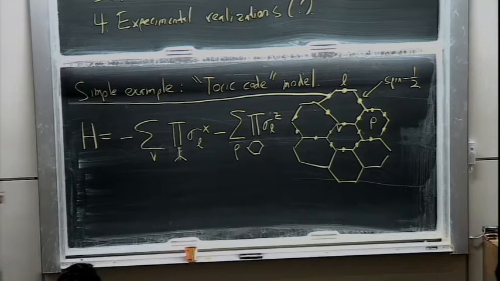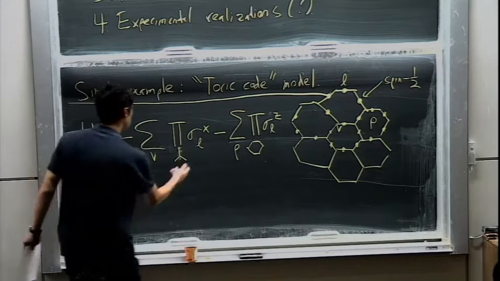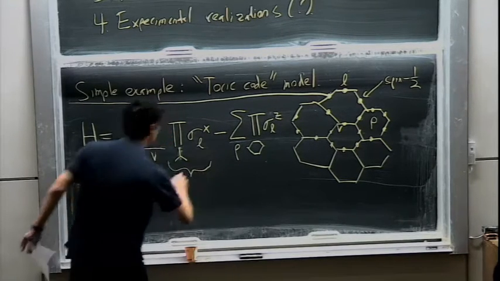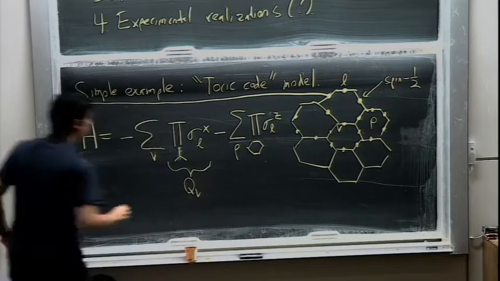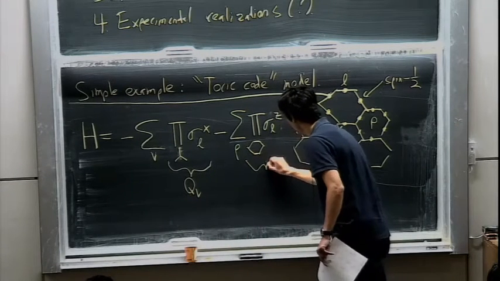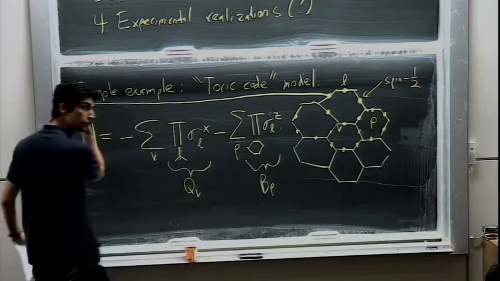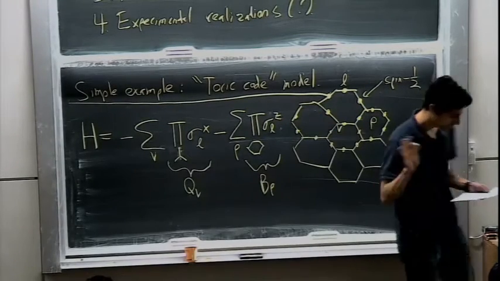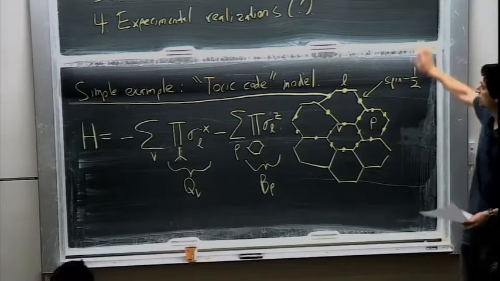And I'm going to give some names to these 2 types of terms that appear in the Hamiltonian that'll be useful. So the first term, and again, maybe this notation is a little different from other approaches, so I'm going to just be clear about it. So this term here I'm going to call QV, this product of 3 sigma x's, and then this product of 6 sigma z's I'm going to call BP. And I use this notation because one kind of is related to a charge, and one is related to a flux. There's a mapping to lattice gauge theory, and they're related to charge and flux. That's the reason for the notation. Okay, so that's the model.